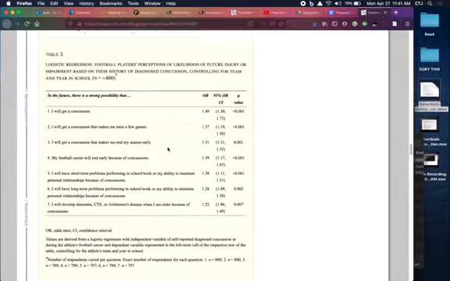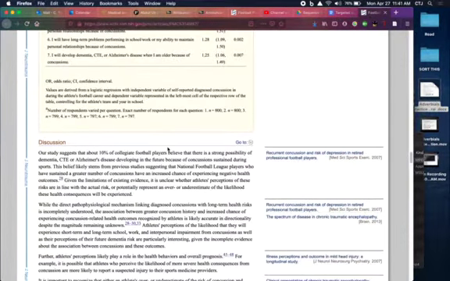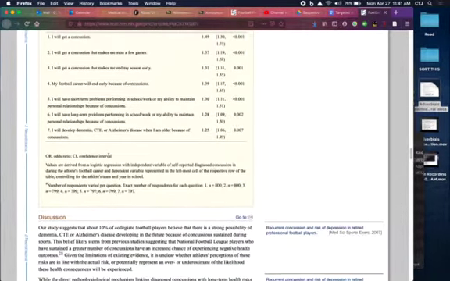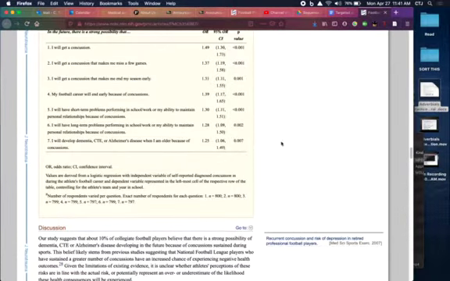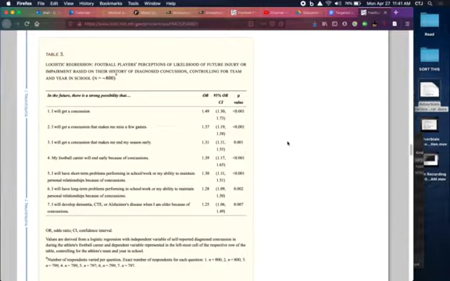So anyway, after you get through these tables, you get back to the discussion. And if you read the discussion and you go back up to the tables, the discussion can oftentimes help you to understand the tables. This is true for medicine, psychology, linguistics, politics. It's true for lots and lots of fields of academic study.